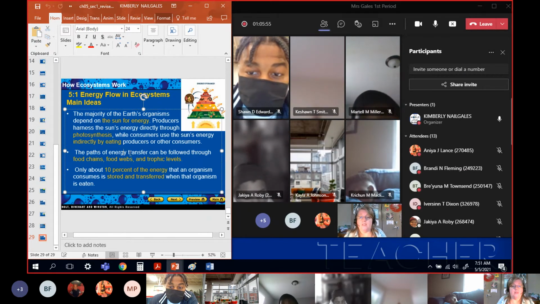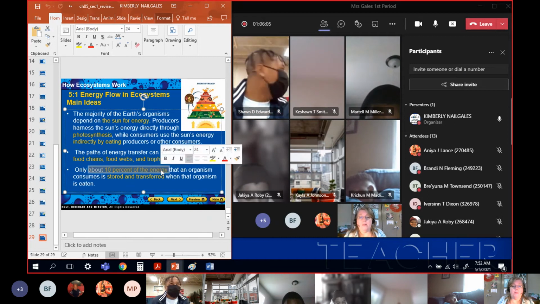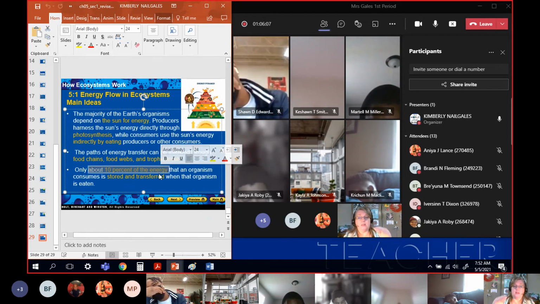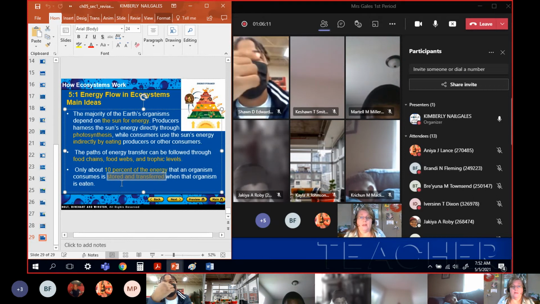The paths of energy transfer can be followed using food chains, which is a single path, food webs, which is multiple paths, and trophic levels, which is what we show in the pyramids. Only about 10% of the energy that any organism consumes is going to be stored as meat and transferred up to the next level. Only 10% gets transferred up.